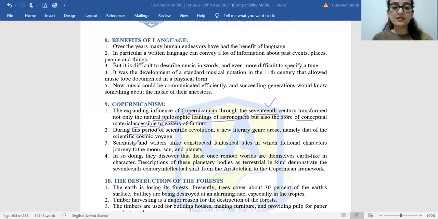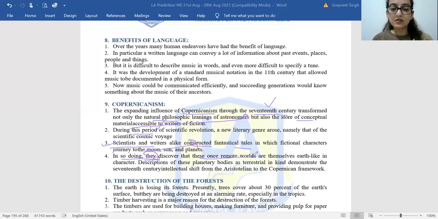Looking at the next pair, scientists and writers alike constructed fantastical tales in which fictional characters journey to the moon, sun, and planets. In so doing, they discover. So what is important here is they have done something, they have constructed some kind of tales. Who are they? Scientists and writers. "In so doing" means the work, which means in the construction of the tales. "They" means scientists and writers. They discovered that these once remote worlds are themselves Earth-like in character.